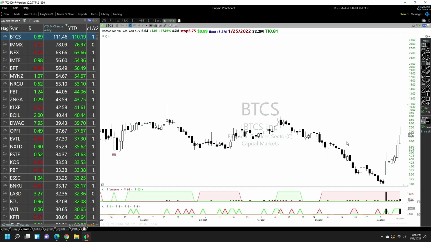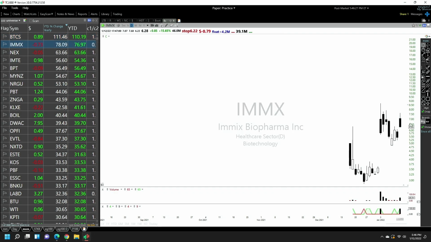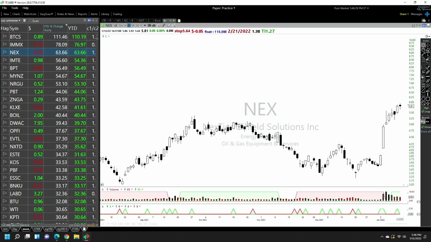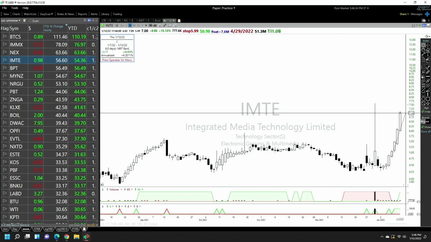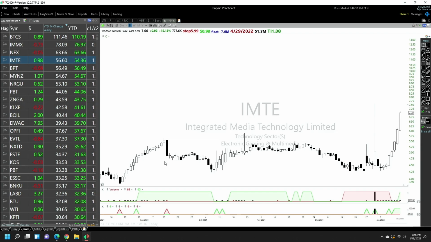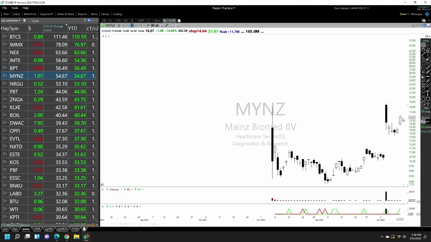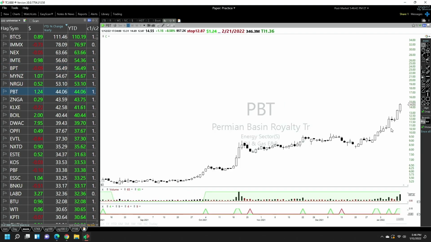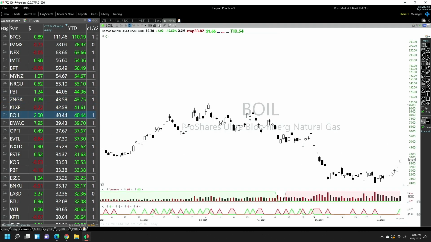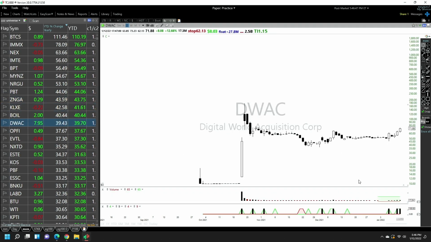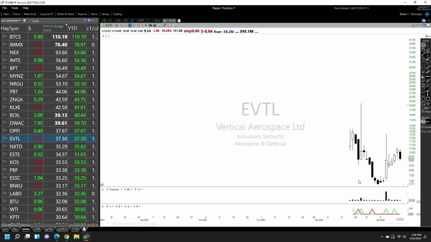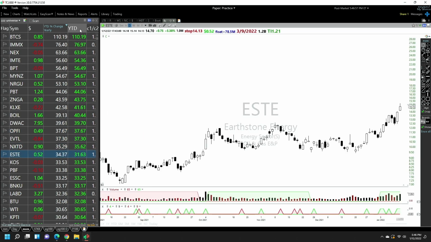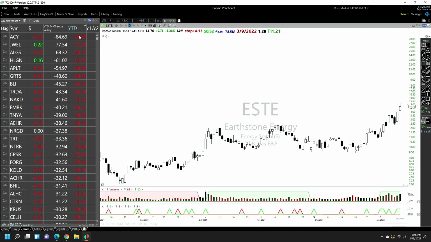Or if you want to find stocks with momentum, this particular stock is up 76%. NEX is up 63%. IMT, look at this stock going up for 5-6 days, and in 6 days it is up 54%. So these are the strongest stocks. If you want to trade the stocks with momentum, or you want to find the market leaders, these are the stocks which are leading the market in 2022 as of this particular date.